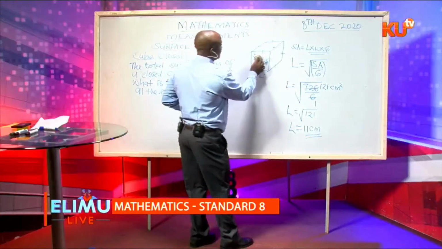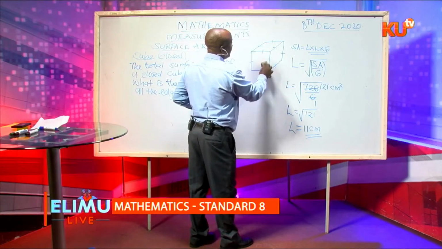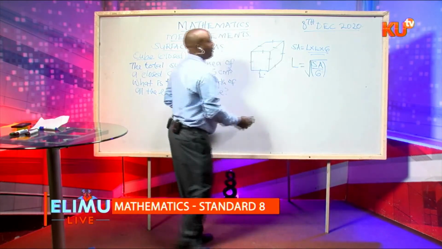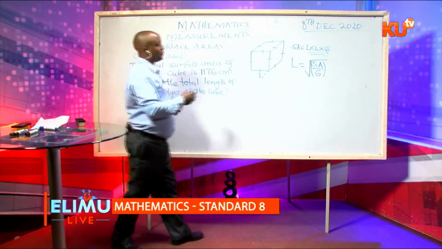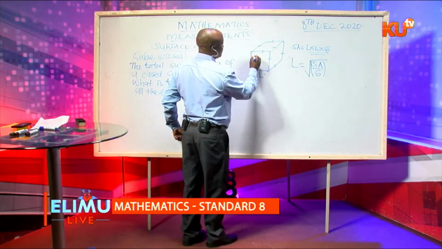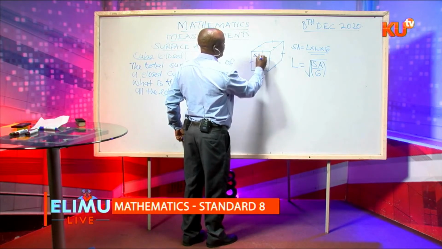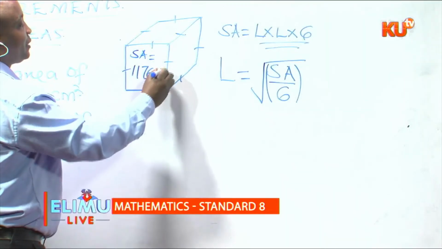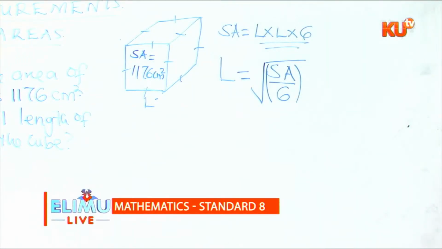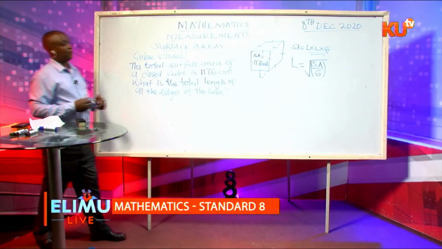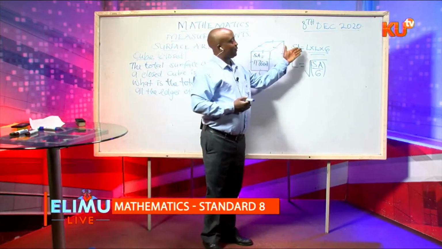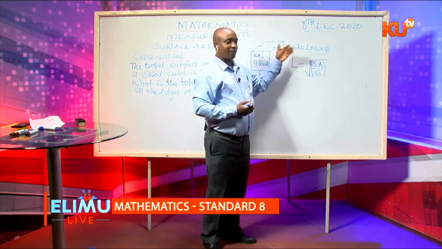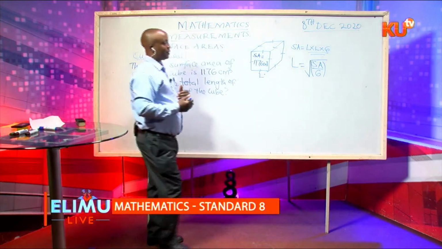So I want to delete this. I clean, then I clean from here. Because you're using the same formula, to get the length of a cube, we have the surface area. You divide by 6 to get the area of one face. Then you find the square root to get the length of one side of the cube. So the surface area is length squared times 6. To get the length, you divide the surface area by 6, then you find the square root.